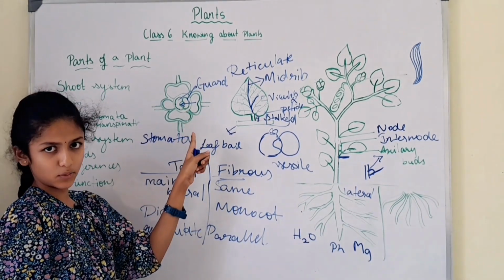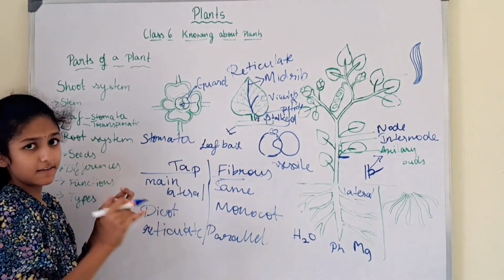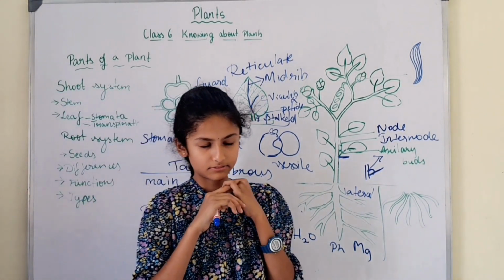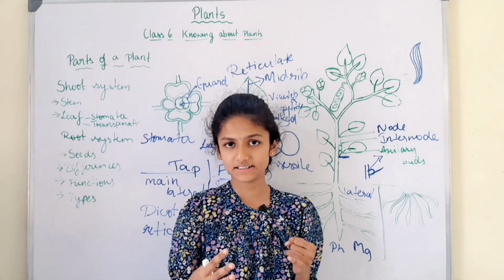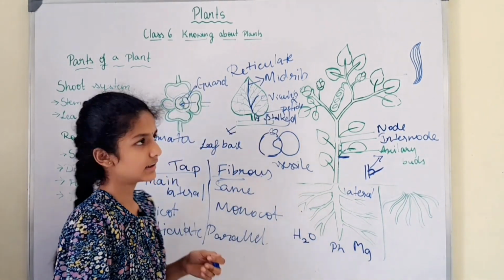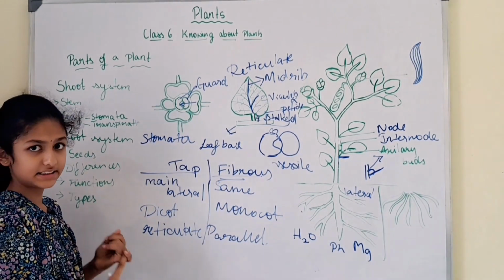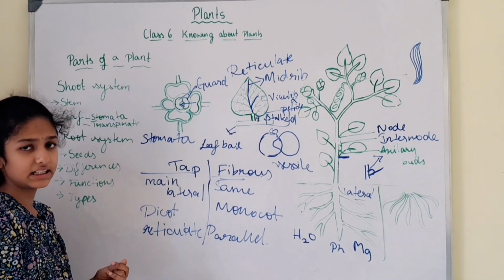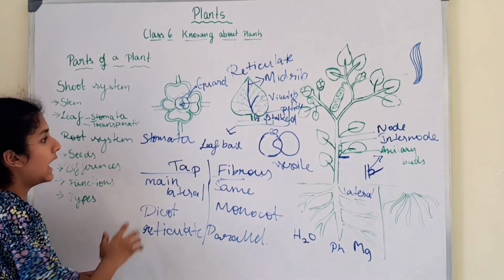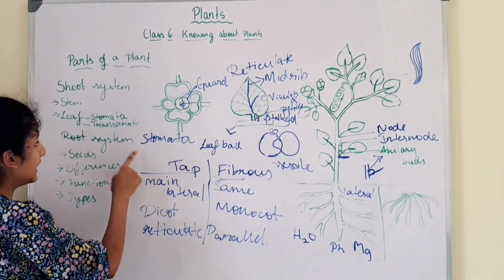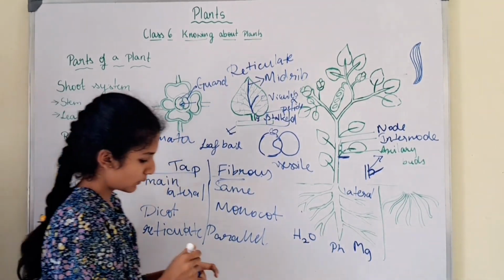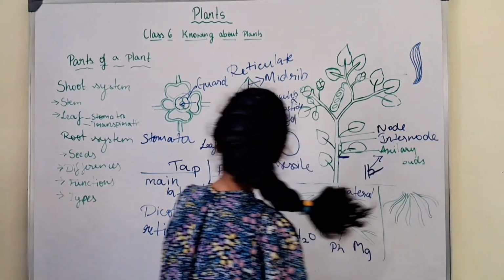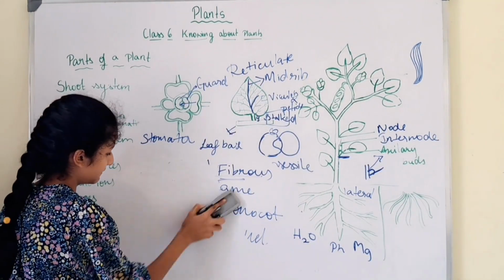Now we know the stomatal opening. So this stomata facilitates, what does it facilitate? Exchange of gases. So it facilitates exchange of gases during photosynthesis and respiration. And it also performs a major thing, transpiration. Wait, let me list out the points of transpiration. We'll erase this.